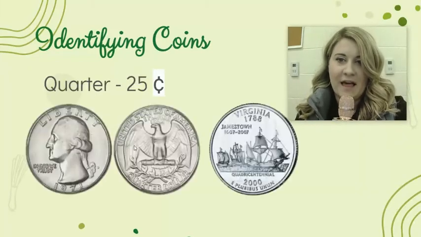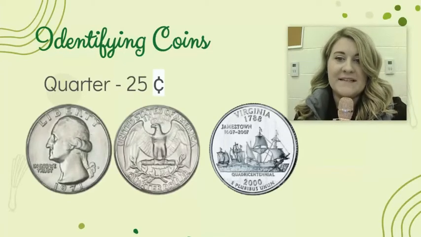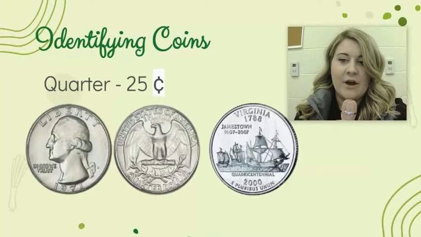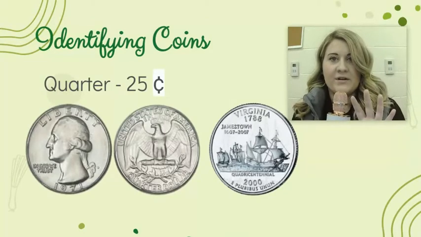So then our last coin that we're going to talk about today is a quarter, and a quarter is worth 25 cents. Now, a quarter has our first president, George Washington, on it, and on the back it has our nation's bird, which is an eagle. And it takes 4 of these quarters to make $1, okay?